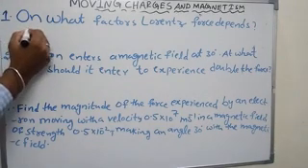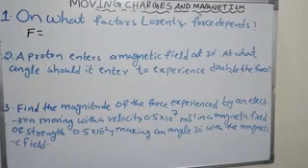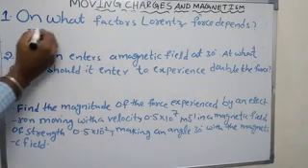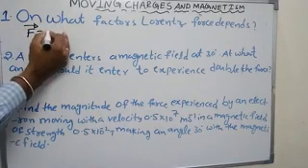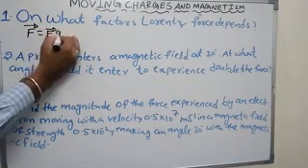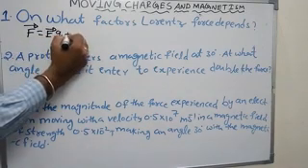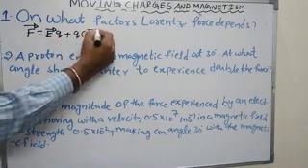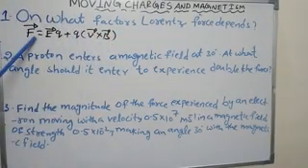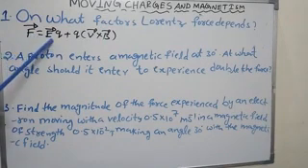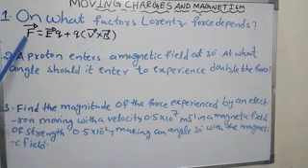What is the Lorentz force? The force experienced by a charged particle in electric and magnetic fields is called the Lorentz force, nothing but the sum of the electric and magnetic force. What is the electric force? E bar into Q is called the electric force. What is the magnetic force? Q into V bar cross B bar. This is the expression for the Lorentz force: E bar into Q plus Q into V bar cross B bar.